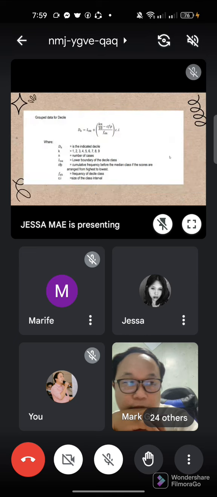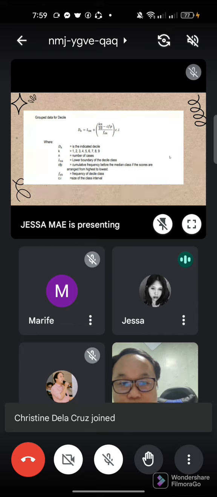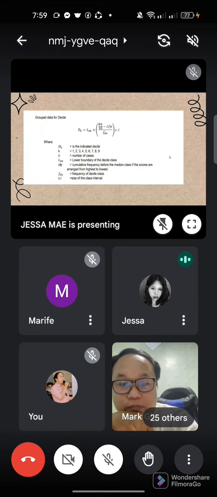Okay. Grouped data decile formula: we have Dk is equal to LBk, which is the lower boundary of the decile class, plus kn, where k is the indicated decile, which is 1 to 9, and n is the number of cases, over 10, minus CFp, which is the cumulative frequency before the decile class if the scores are arranged from highest to lowest, divided by FDk, which is the frequency of the decile class, times CI, which is the size of the class interval.